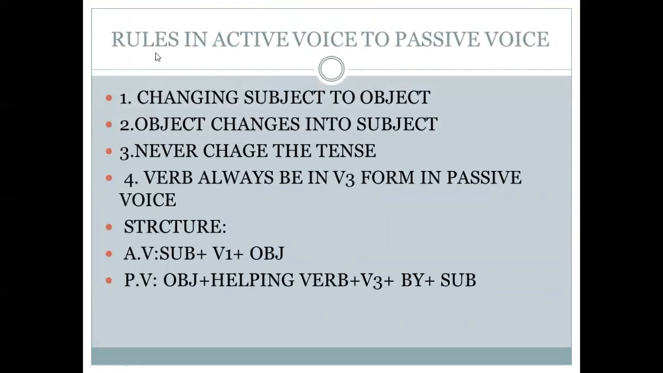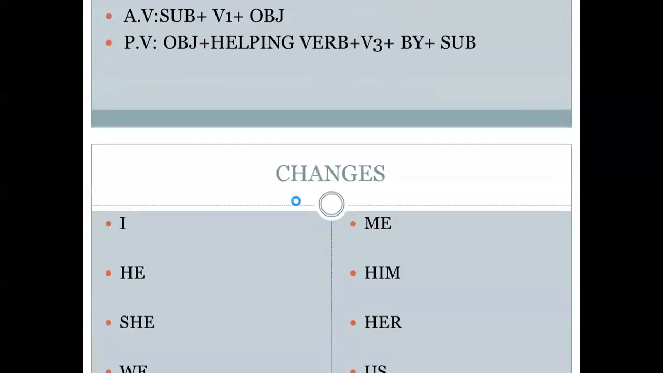And active and passive voice. So there are some basic rules when converting from active voice to passive voice. First, the subject will change into object, and the object will change into subject, and we should never change the sentence. And the verb should always be in V3 form in passive voice. If you see the structure of active voice and passive voice, subject plus V1 plus object, when it changes into passive voice, object plus helping verb plus V3 plus by plus subject.